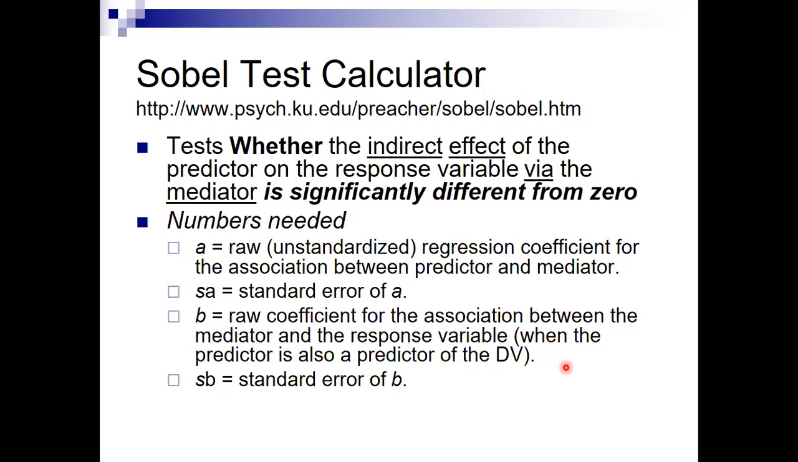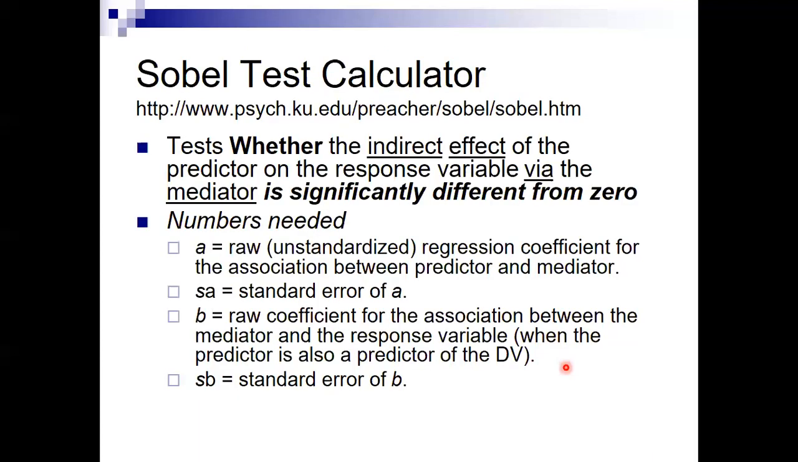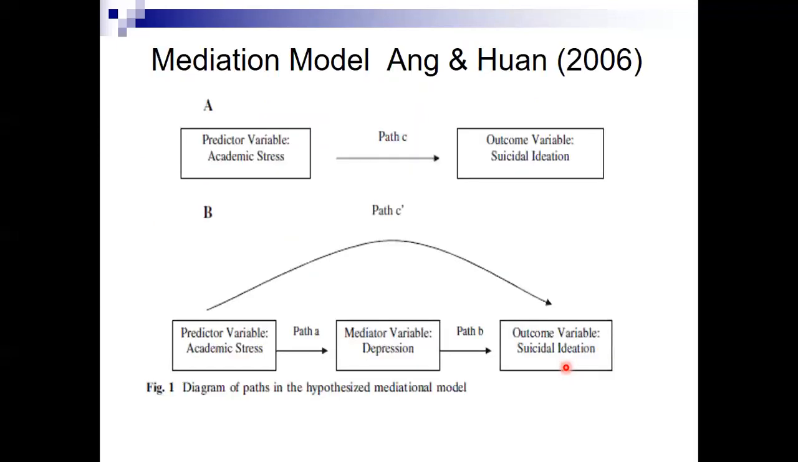And the X, okay? And then you take the SB, it's the standard error of the B, okay? And then you put that information in that calculator, and that will give you some calculation and a way of deciding if.